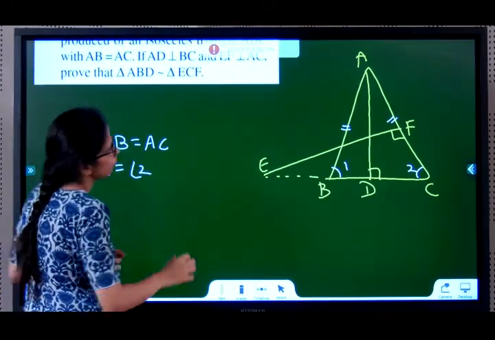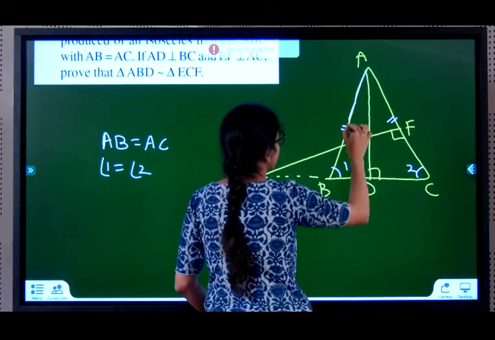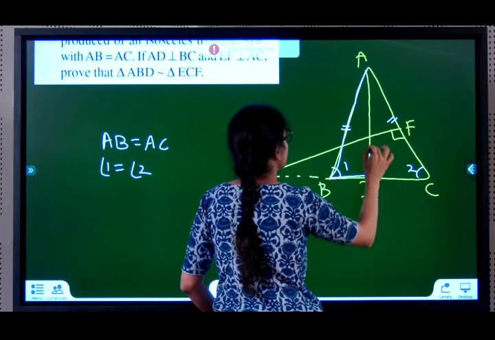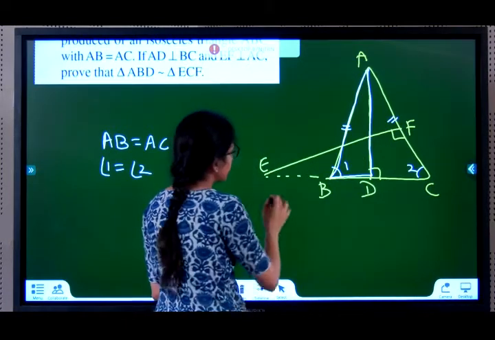Now you have to prove ABD is similar to ECF.